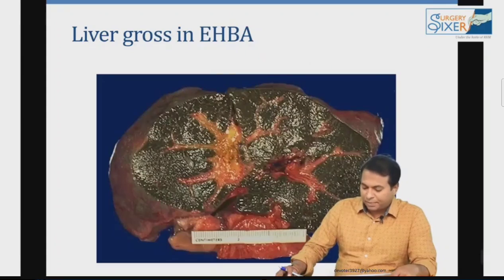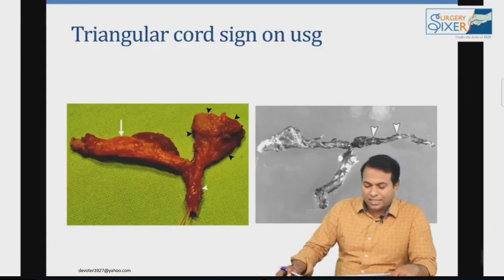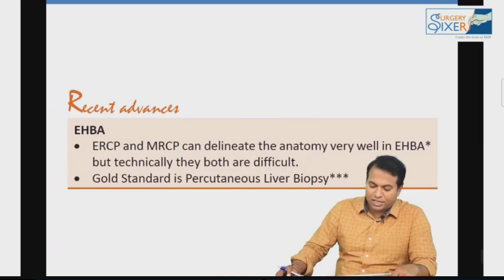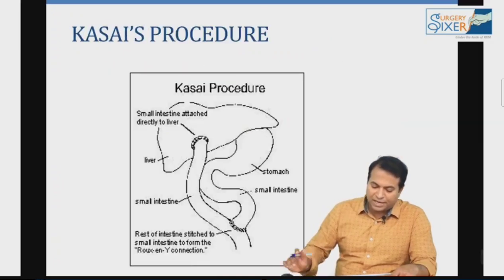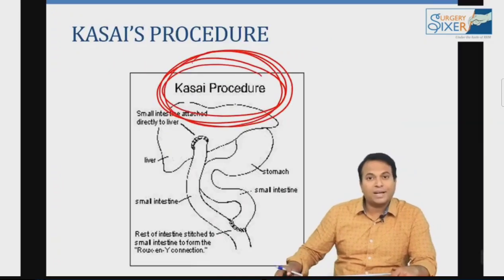This is a specimen of a patient. So this is a triangular cord sign. So what is the investigation of choice for this? Liver biopsy. Liver biopsy is the investigation of choice. Please don't forget that point. In extrahepatic biliary atresia, this is the Kasai procedure. High yield MCQ topic. Please don't forget Kasai procedure.